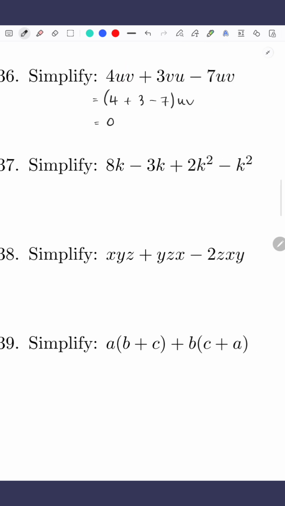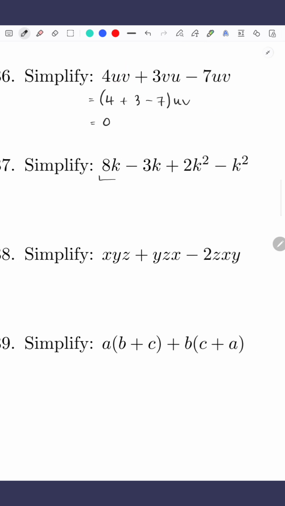Next, 8k, take away 3k. Well, that's convenient. They're right next to each other. So we have 5k. Plus 2k minus k. So overall, if you're ever uncertain, you can do a little diagram, but that's plus 1k left, right? So do what you need to do.